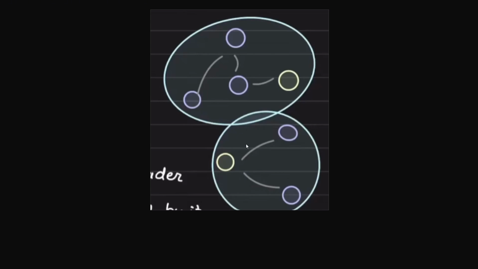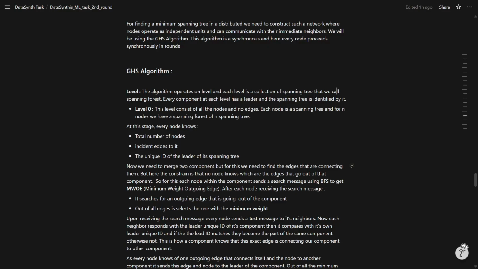We can see the two components. Each component can have many nodes, but they will be interconnected. Our main goal is to connect these two components. Now for this, here no node knows which are the edges that go out of that component. So each node within the component sends a search message using BFS to get the minimum weight outgoing edge, which in short form we call MWOE.